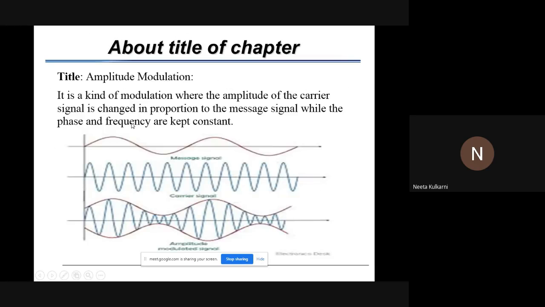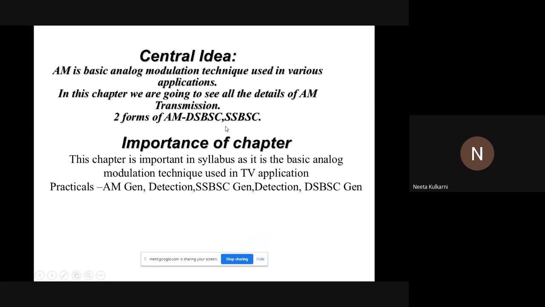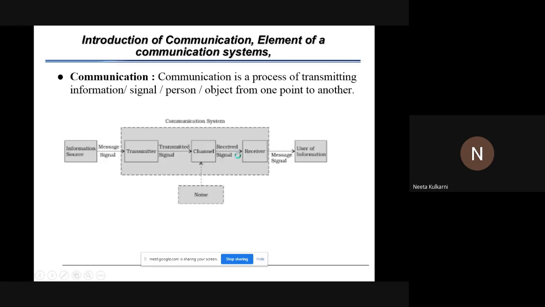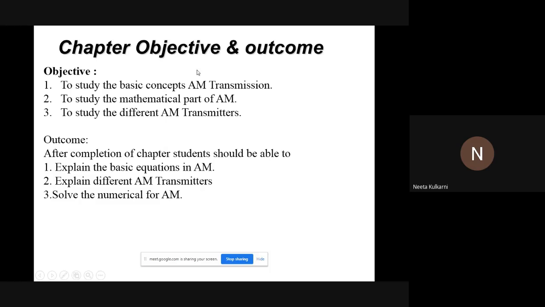Okay, yesterday we discussed all this: the title of the chapter, amplitude modulation, then the next points, central idea, importance of the chapter, objective, outcome. So all these points we have discussed. Now we will start with the actual chapter number 3.